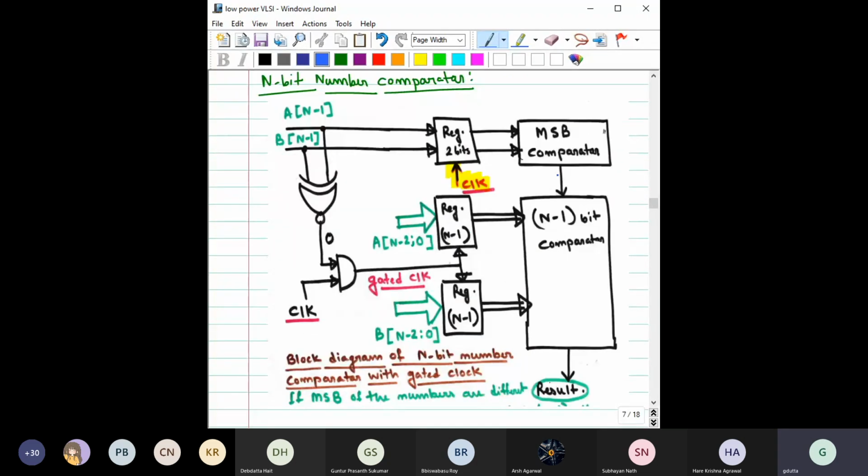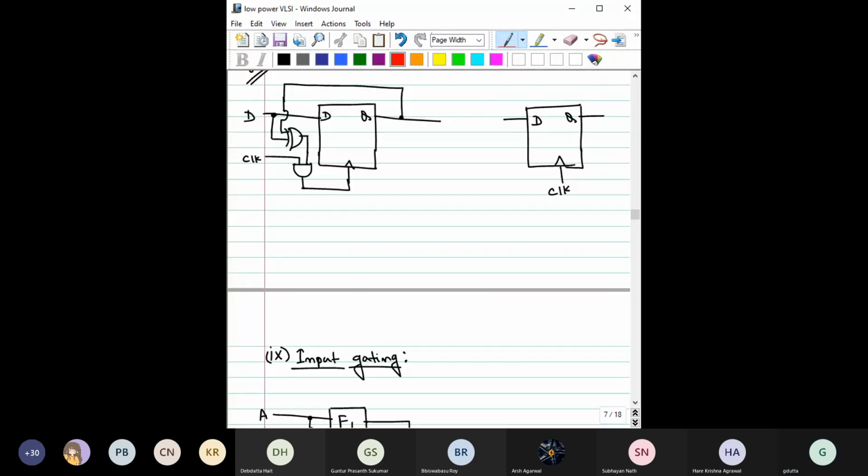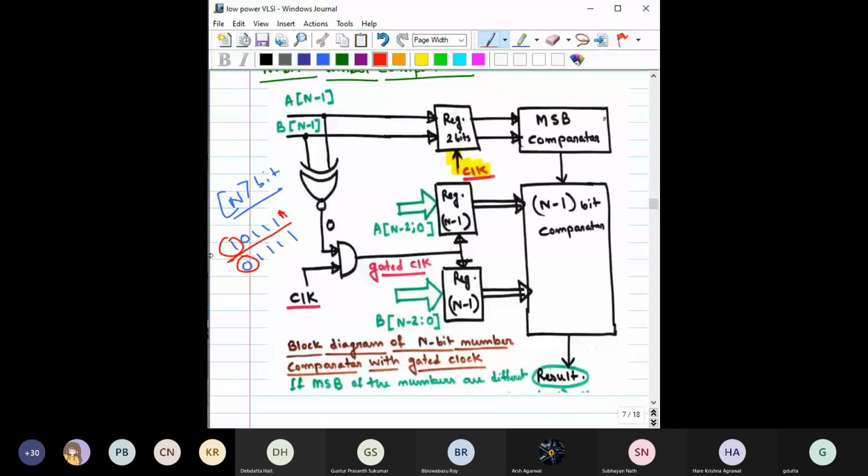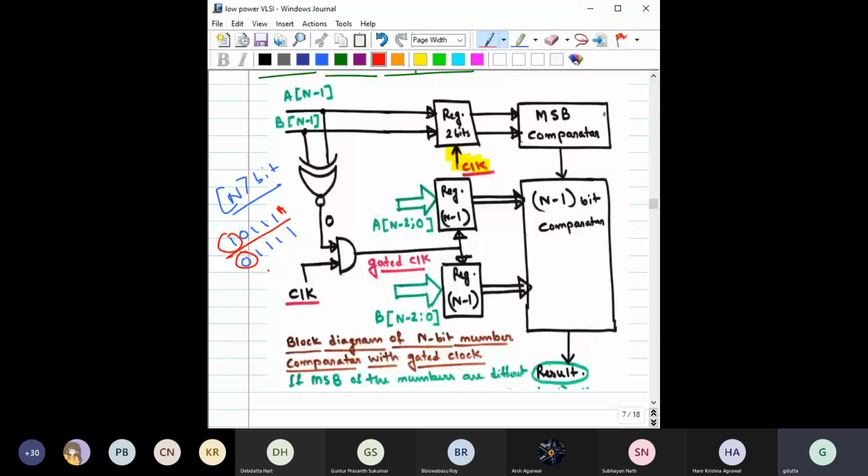So we have taken one example. Suppose we are making one n-bit comparator. Say this is the n-bit number, right? Here you can clearly see that the MSB of number A is higher compared to the other number, right? Then obviously number A is higher than number B. We can decide by comparing this one only. No need to compare the remaining bits.